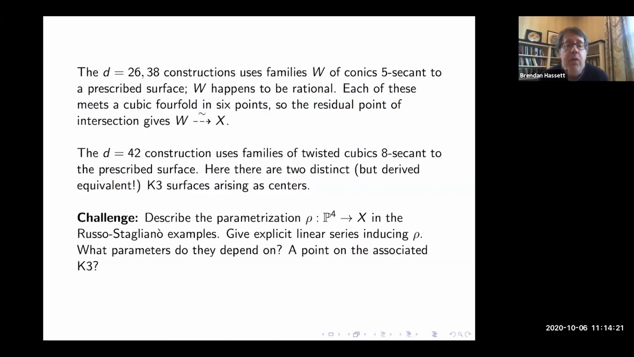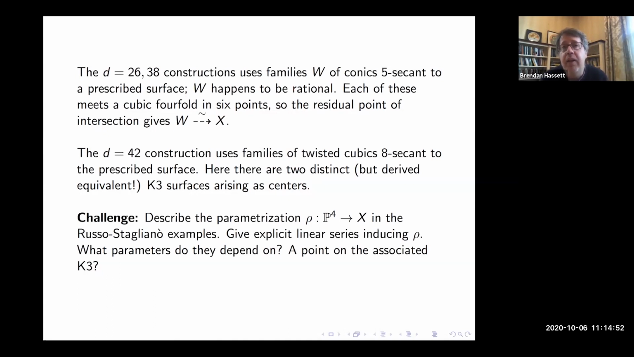The degree discriminant 42 construction is even more involved. So it uses twisted cubics that are 8-secant to the prescribed surface. Here it's interesting that because of the monodromy representation that I described, there are in fact 2 families of these special degree 9 surfaces in the cubic fourfold that are interchanged in the monodromy representation. And so we get 2 distinct but derived equivalent K3 surfaces arising as the centers.